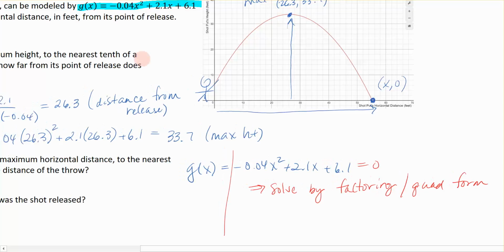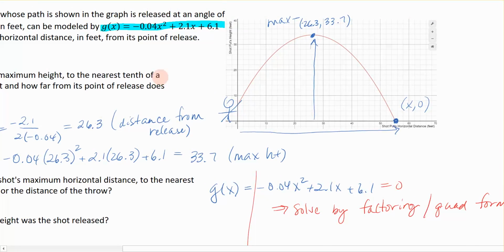But the other way for me to be able to do this is to use our calculator at this point. So I'm going to put this function into my graphing calculator.